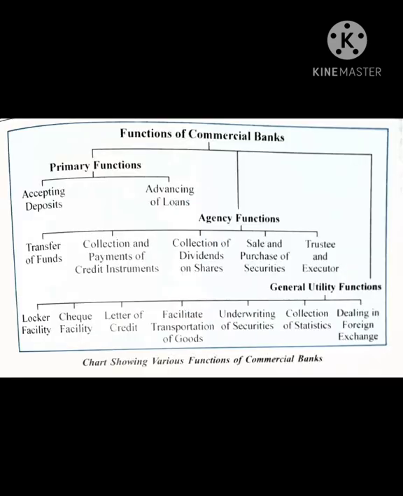Now after this you can see the functions of commercial bank chart. Now prepare this chart in your copy. The reason behind it, if you prepare this chart, it will be very easy for you to remember. So you can see the functions of commercial bank. It is divided in three parts: primary function, agency function, general utility function. Primary function is accepting deposit, advancing of loan. Agency function is transfer of funds, collection and payment of credit instruments, and so on.